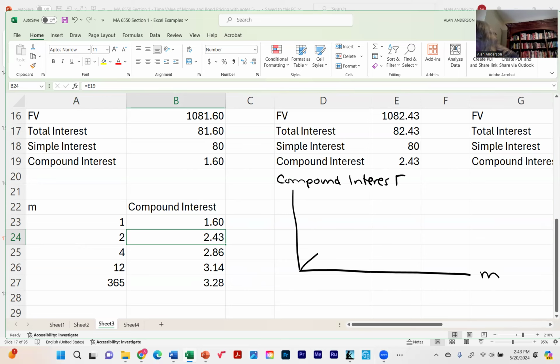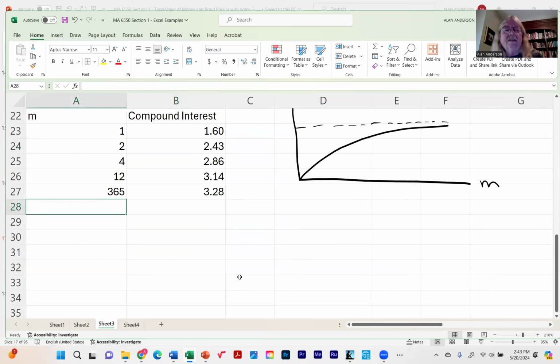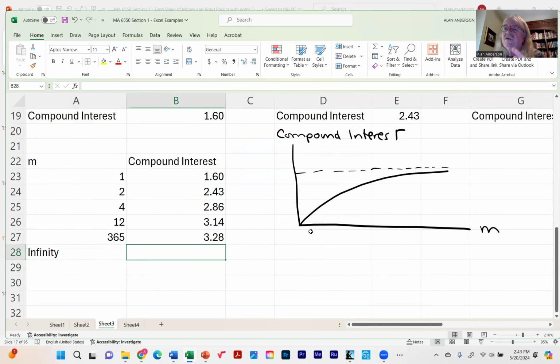it'll look something like this. It's increasing at a decreasing rate. And in fact, you can see that it's converging towards some kind of a limit. This line that I'm drawing here is actually an asymptote to this function. It's converging, but never quite reaching. And in fact, there's a special case where we allow m to converge to infinity, and we have a special formula for this.